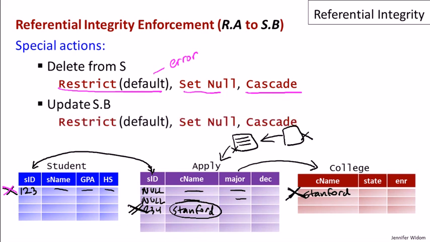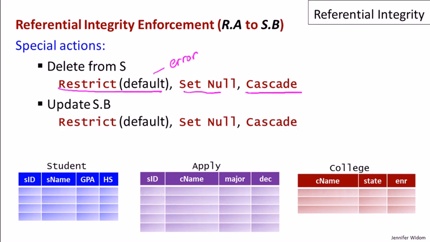Now, updates have a similar 3 options. Let's erase all this stuff here. Let's again set up some example data. So let's say we have our student 1, 2, 3 who applied to Stanford, and we have 1, 2, 3 over here. If we tried to update, say, this 1, 2, 3 to be the value of 4, 5, 6, the restrict command would say that's not allowed because that would leave us with this dangling pointer and it will generate an error. The set null command will, similar to the delete, if this is changed to 4, 5, 6, set any 1, 2, 3 values to null.